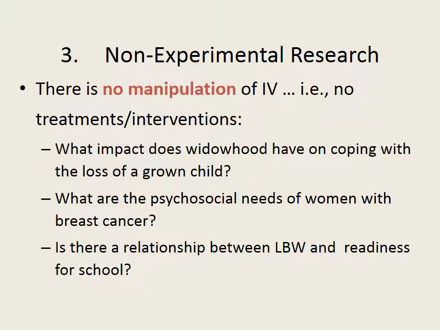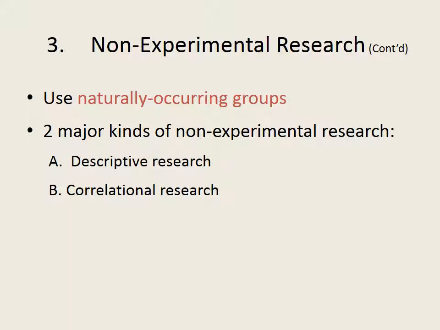But what impact does widowhood have on coping with the loss of a grown child? Okay, well, if we're talking about widowhood and coping with the loss of a grown child, and you're thinking about that, okay, they're probably trying to do some correlation there too. But it could also be qualitative, so sometimes you have to read just a little bit further. They're using naturally occurring groups. There's descriptive and there's correlational.